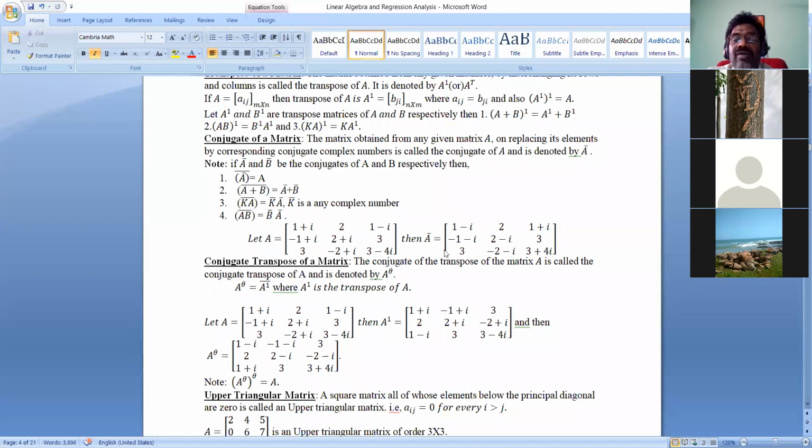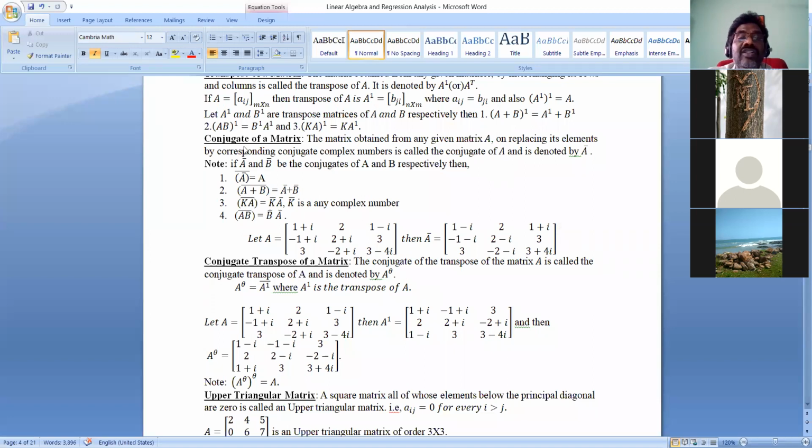This is A bar. From this A bar, we change the rows into columns, or vice versa. Then we get the conjugate transpose of a matrix, and it is denoted by A theta. A theta is nothing but A dash whole bar, or A bar whole dash, where A dash is the transpose of A.